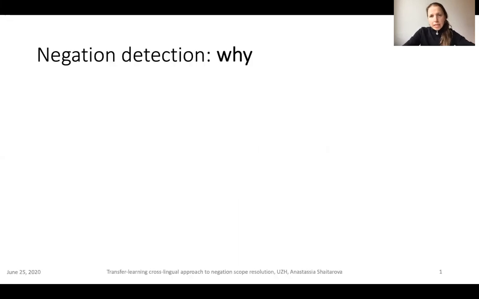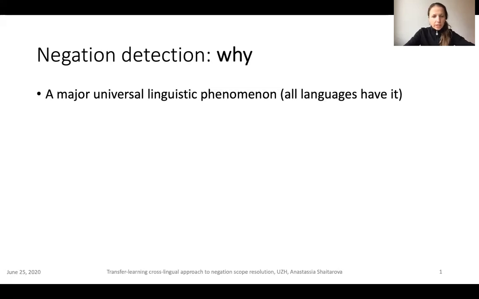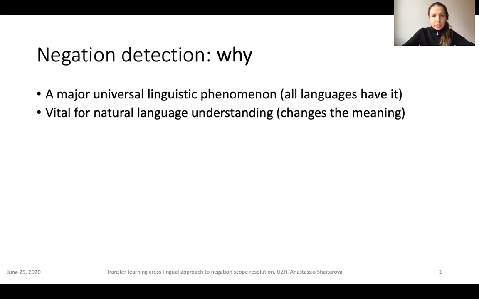Well, why negation? Because it's actually one of the most fascinating phenomena in language. First of all, it's universal. If we have a language, we can assume it has negation. Negation is very important. It changes the meaning of text, influences the reliability of text mining results. Negated information should either be discarded or presented separately from factual information.